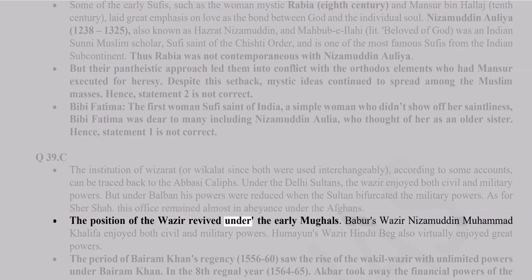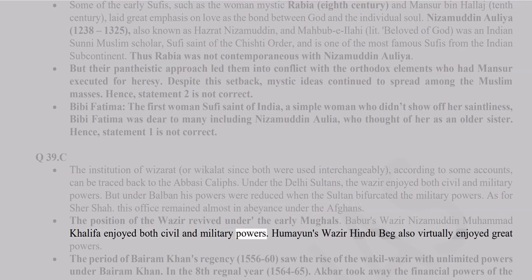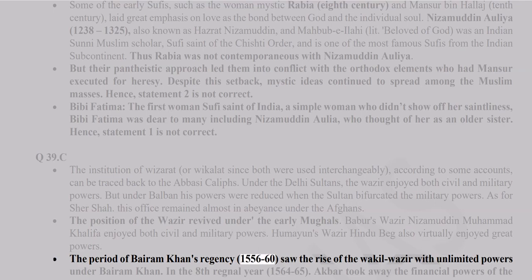The position of the wazir revived under the early Mughals. Babur's wazir Nizamuddin Muhammad Khalifa enjoyed both civil and military powers. Humayun's wazir Hindu Beg also virtually enjoyed great powers. The period of Bairam Khan's regency, 1556-60, saw the rise of the Wakil wazir with unlimited powers under Bairam Khan.